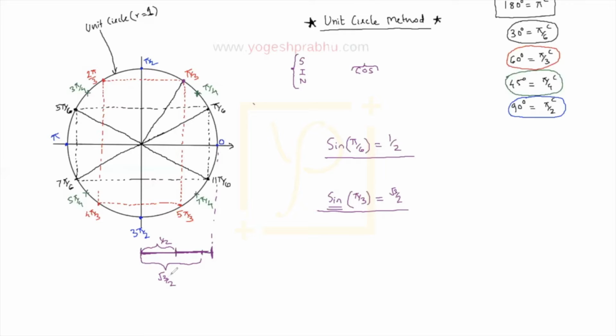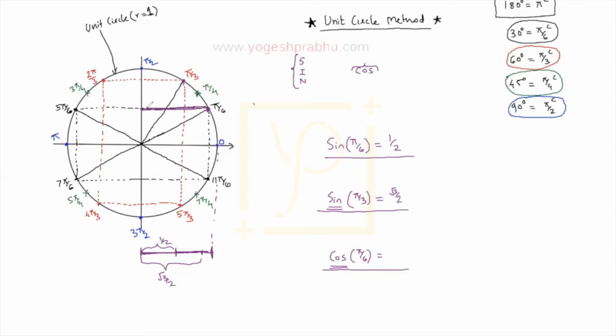Okay, let us do one more. Say if I want to now find, say, cos of pi by 6. The procedure will remain the same. First you find out where is pi by 6. It's over here. But now, are you finding sine? No, you're finding cos. Now what did I tell you about cos? You measure horizontal. So I'm going to measure horizontal for pi by 6. The horizontal distance is this much.